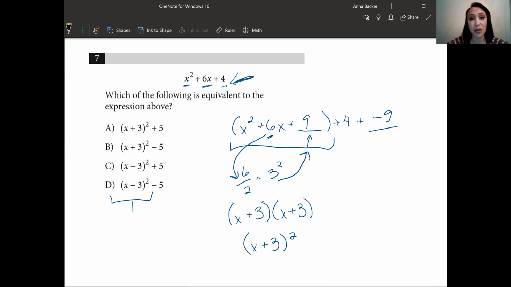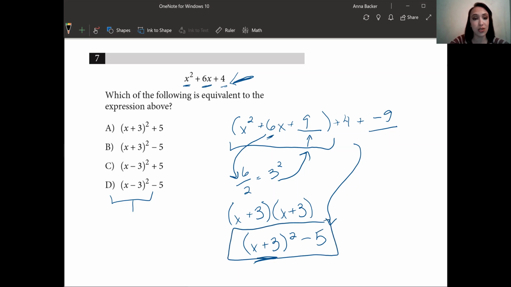So basically, we've added nothing to this expression, but we've rewritten it now in a way that looks like our answer choices. So we've gotten down to our x plus 3 quantity squared. Let's just simplify what we have going on up there. We've got 4 minus 9 gives us a negative 5. And that answer choice is going to be the same as choice B.